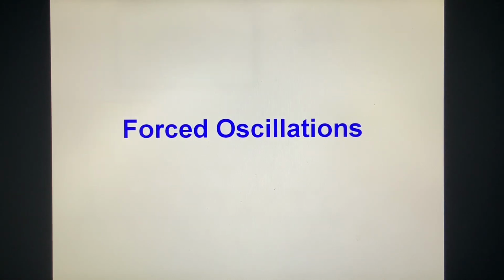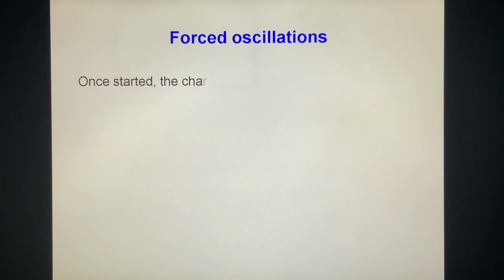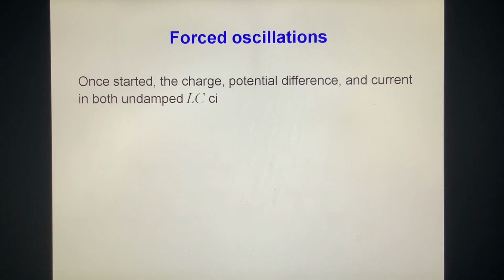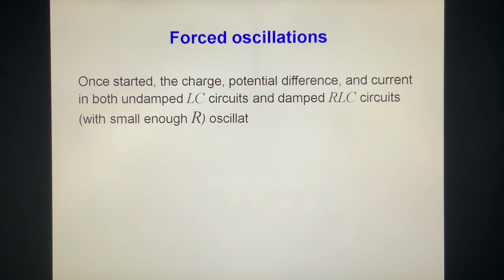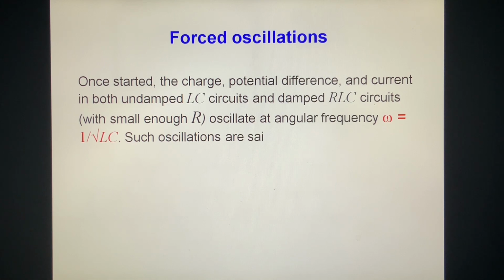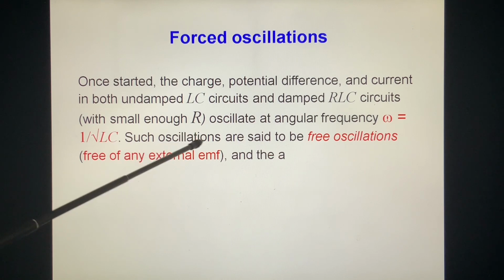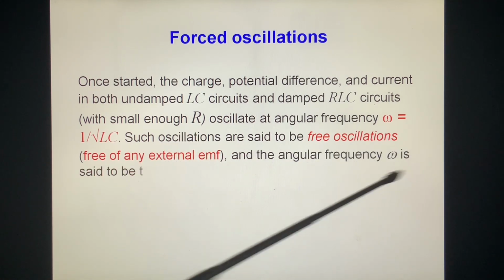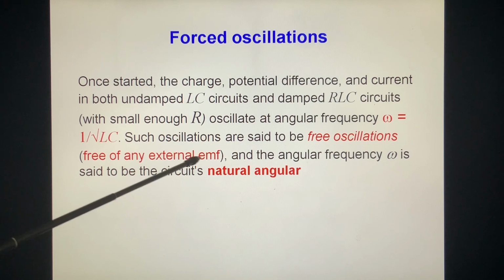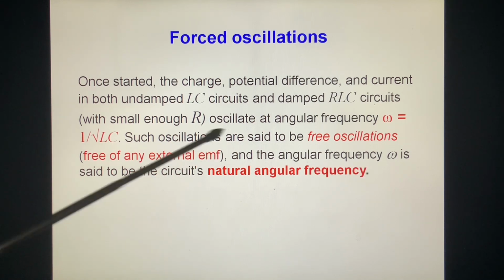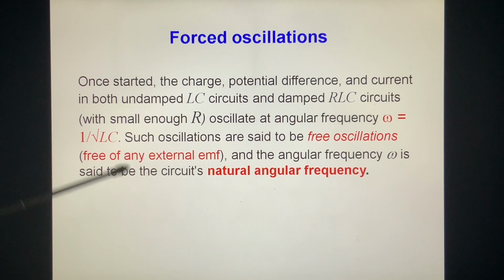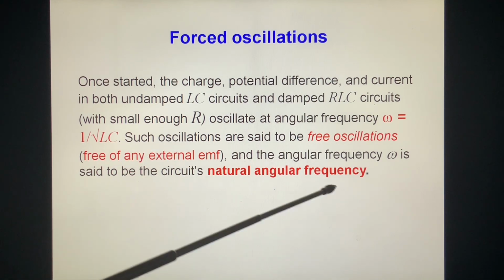Forced oscillations. We studied the charge, potential difference and current in both undamped LC circuits and damped RLC circuits with small enough R. They oscillate at a regular frequency omega equals 1 over the square root of LC. Such oscillations are said to be free oscillations, free of any external electromotive force, and the angular frequency omega is said to be the circuit's natural angular frequency.